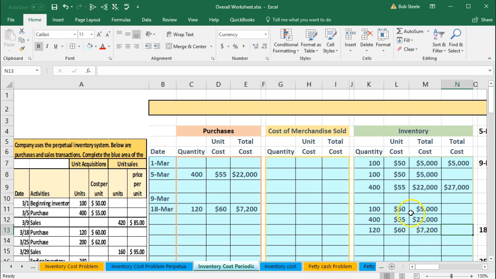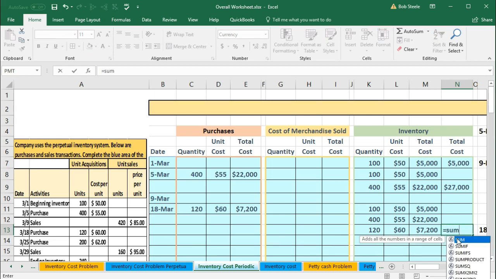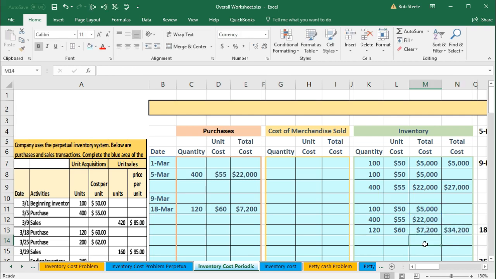We have 100 units at $50, 400 units at $55, and 120 units at $60. So within N13, we're going to say equals SUM. Double click that sum function, highlight the 5,000 down to the 7,002. That will give us then 34,200. We'll now post this to our, or we'll make the journal entry, which we will then post.